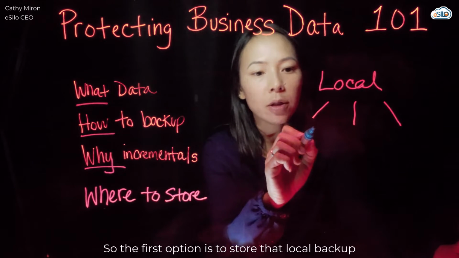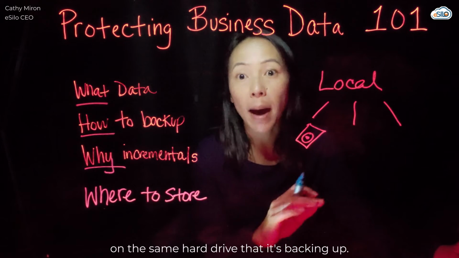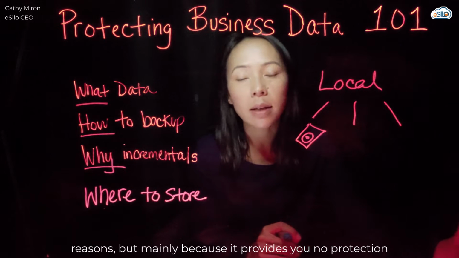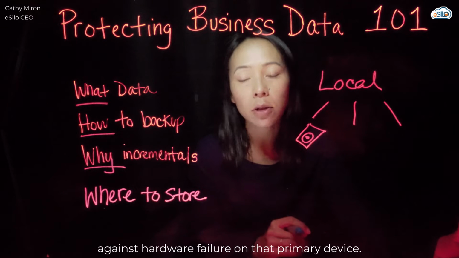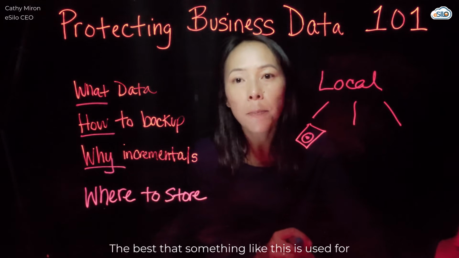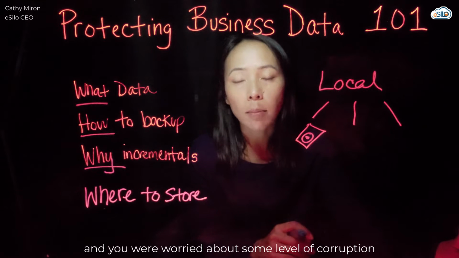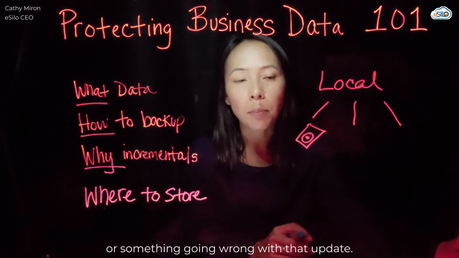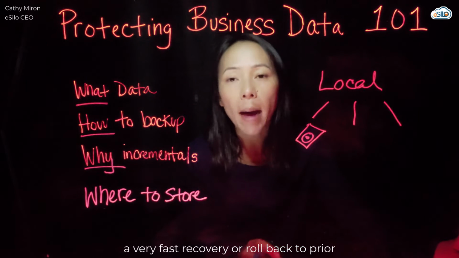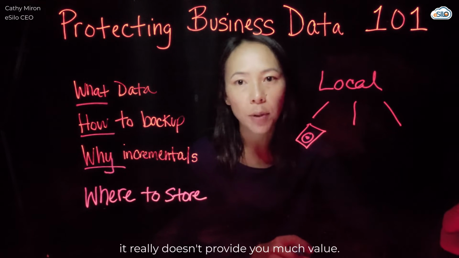So the first option is to store that local backup on the same hard drive that it's backing up. Now, this is not recommended for a number of reasons, but namely because it provides you no protection against hardware failure on that primary device. The best that something like this is used for is if you needed to do a software update and you were worried about some level of corruption or something going wrong with that update. When you store a backup locally, you can have a very fast recovery or rollback to prior to that software being installed. But other than that, it really doesn't provide you much value.